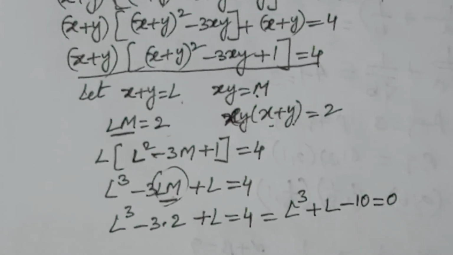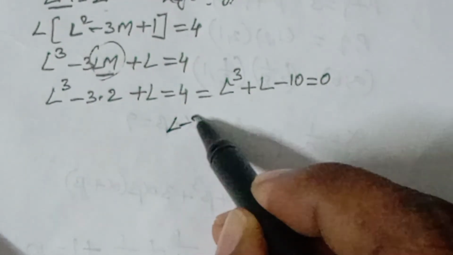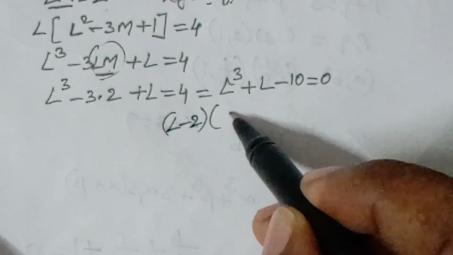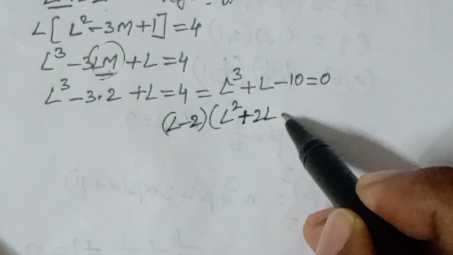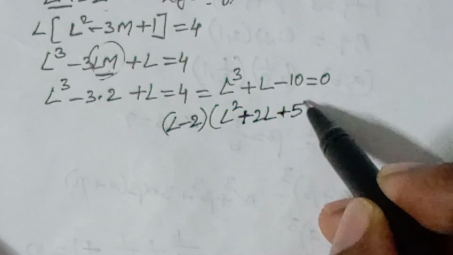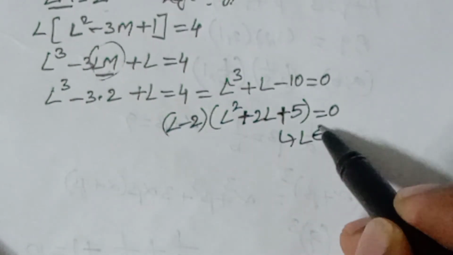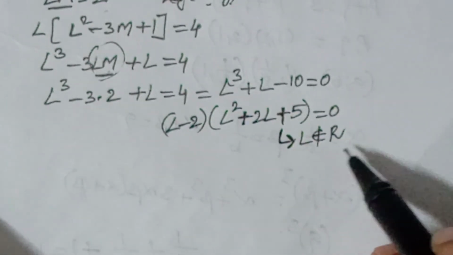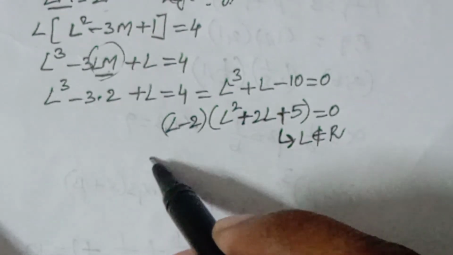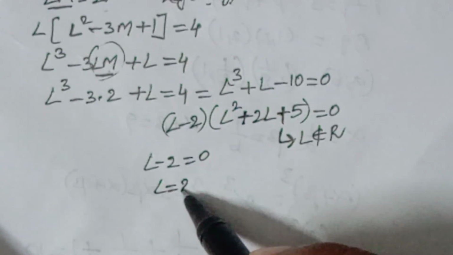So here you can write the factors. If you write the factors of this, you will get L minus 2 into L square plus 2L plus 5 equal to 0. So here L does not belong to real numbers. Here you will get imaginary numbers. So here you can take L minus 2 equal to 0. So L value is 2.